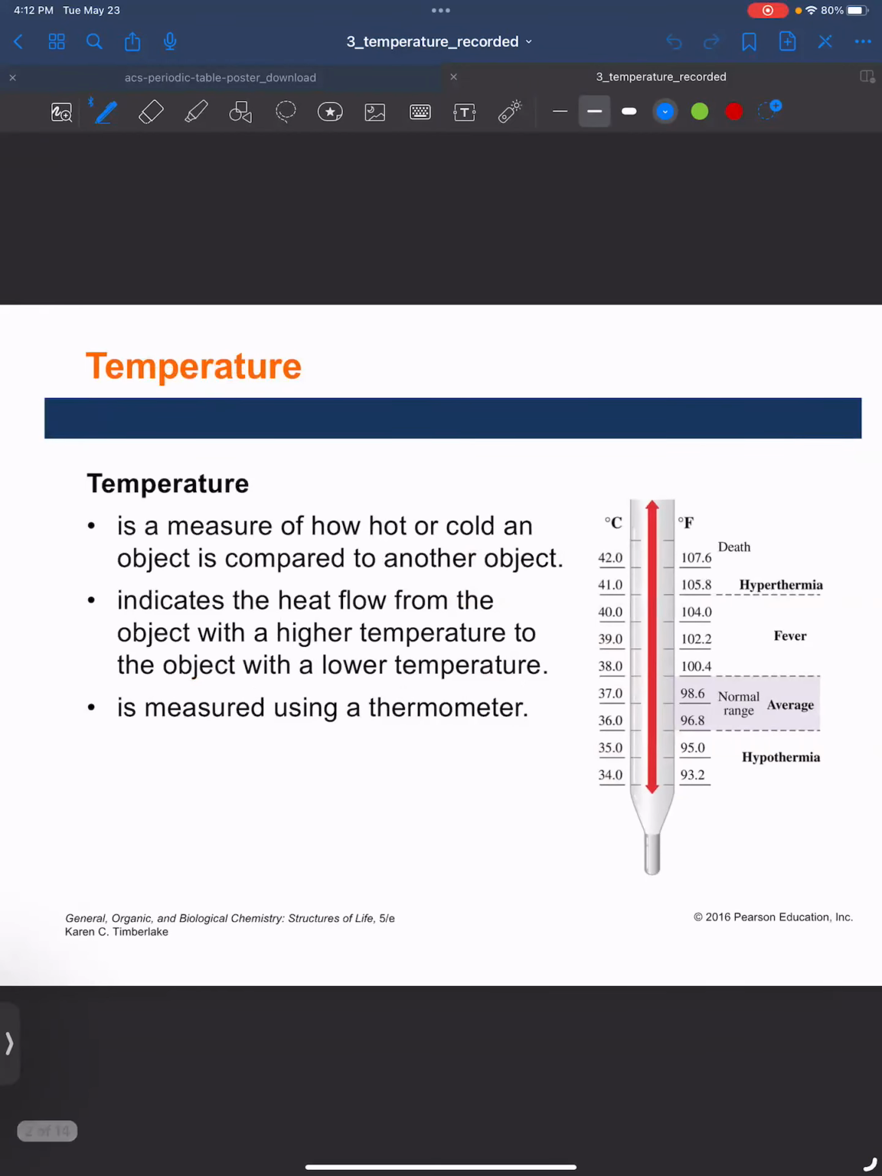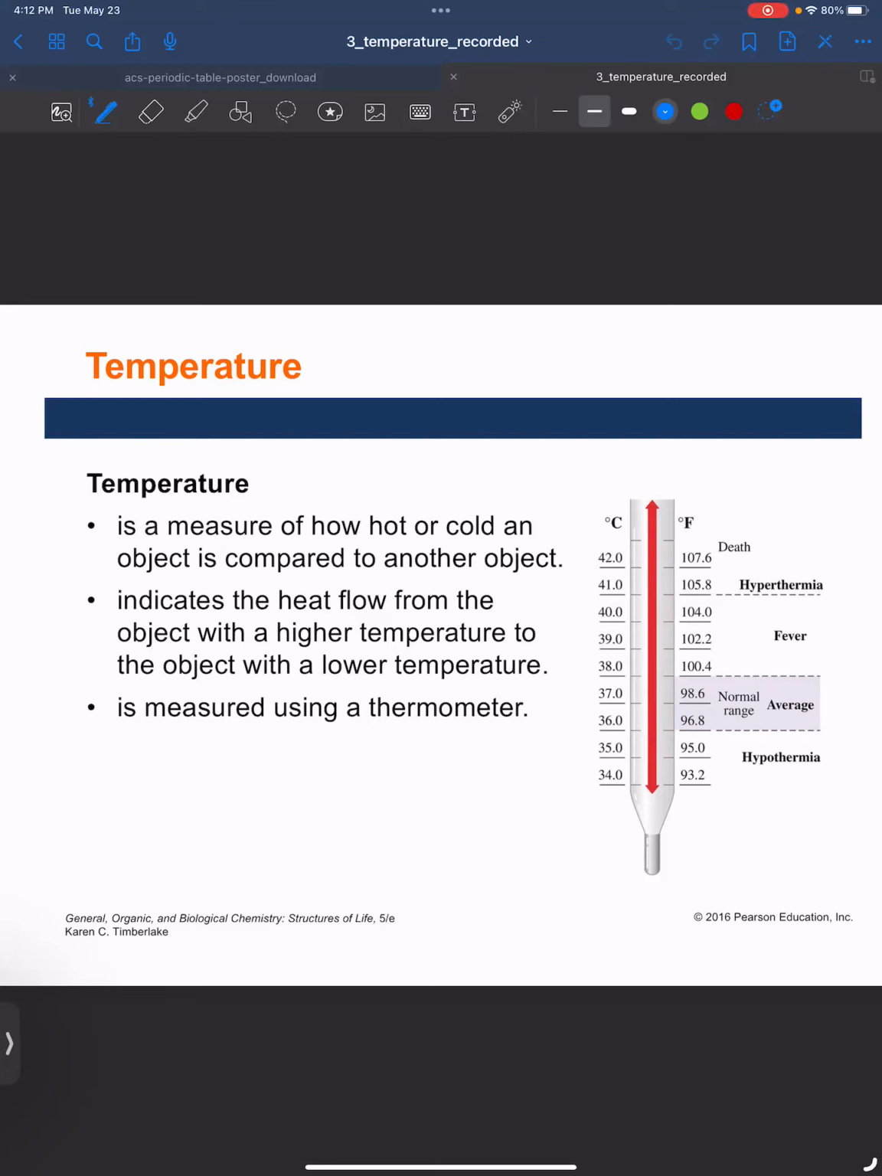So what is temperature? Well, temperature is a measure of how hot or cold an object is compared to another object. It helps us indicate the heat flow from the object with a higher temperature to the object with a lower temperature. And we will discuss heat flow later on in a different video. And as I stated before, temperature is measured using a thermometer. As you saw with the child, a digital ear thermometer was being used. In the laboratory, we also use digital thermometers.